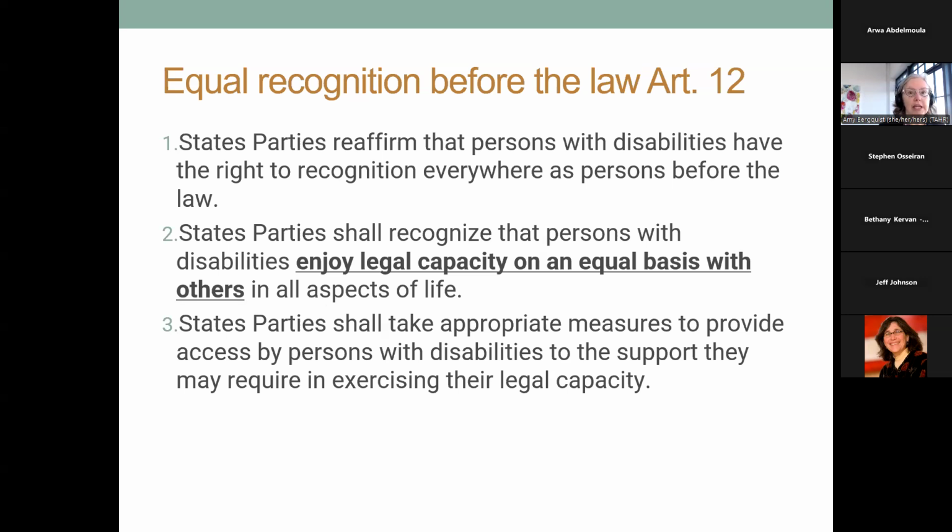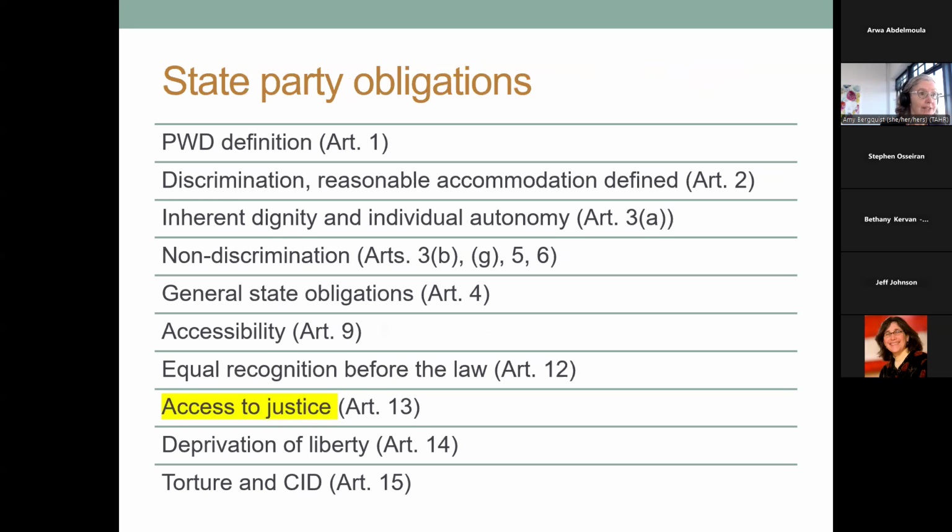So that's a little bit tricky. There's just one team working on disability issues, and we'll work with the team at Frederickson on those issues, but I think it's important for everyone to be aware of that as well. State party obligations under this treaty include access to justice.